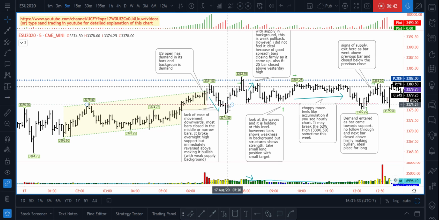Where is my target? Of course, the purpose of this is called a spring in a Wyckoff process. It goes underneath the support and closes above. That's called a spring. So the purpose of a spring is to break the previous swing high. So this is my swing high, right? So my target is the blue line.